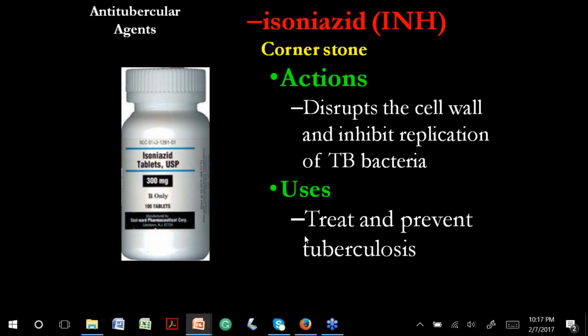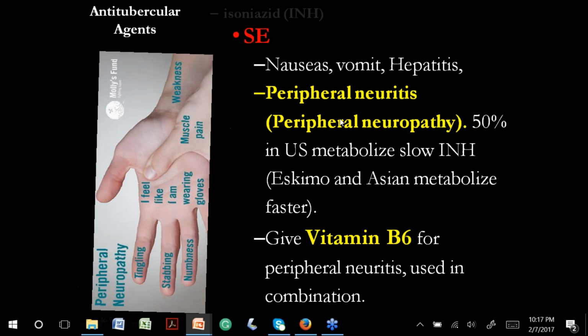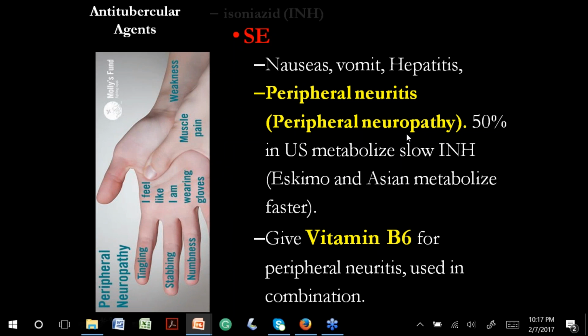Isoniazid, that is the cornerstone of the medication. So please don't forget about this, the cornerstone, isoniazid. Always you're going to have these side effects. We have peripheral neuritis, that is peripheral neuropathy. That is because the nerves need vitamin B6 to repair and maintain themselves. If they are not repaired or maintained, they are going to degenerate. And that can lead to what we call peripheral neuritis.